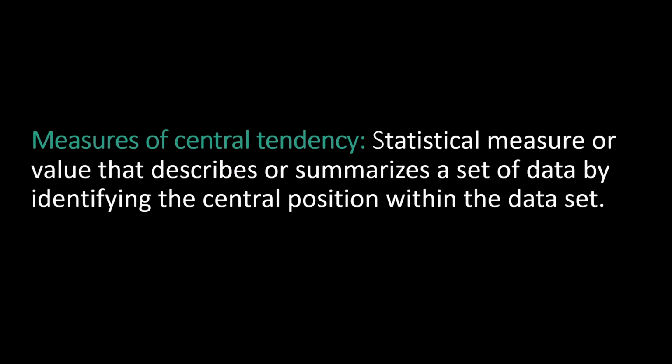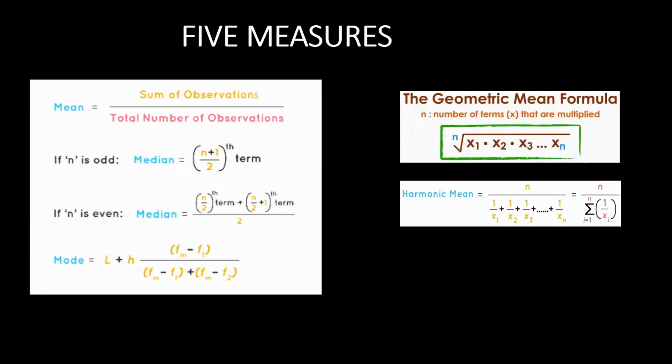We're talking about measures of central tendency. It's a statistical measure or a value that describes or summarizes the entire set of your data by identifying the central position within the data set. We have already seen what central tendency is, and we have already seen mean, median, and mode. There are two new things which we're introducing here: your geometric mean and harmonic mean.